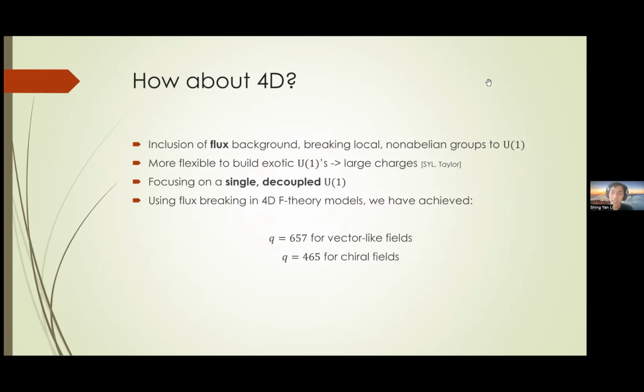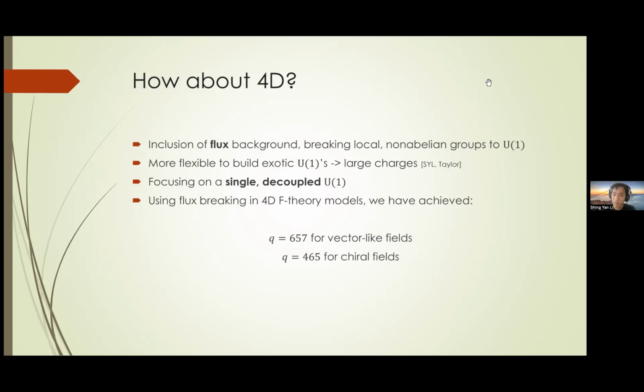But all the analysis above was done in 4D, or 6D. So how about 4D? The 4D story is very different because now we can include flux background, and it's known that the flux can break non-abelian gauge groups down to some U1s. Now there's a key point: non-abelian gauge groups are local, and when you break it, it becomes a local U1. That's different in 6D, where U1s must be global, but now it can be local. And that means we have more flexibility to build the U1 gauge groups.